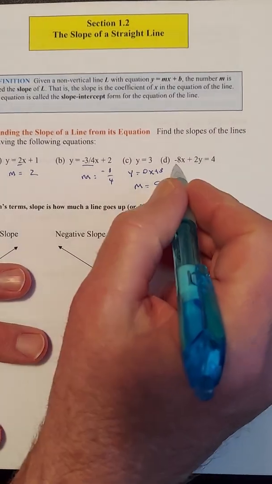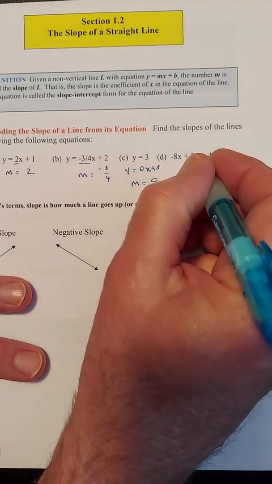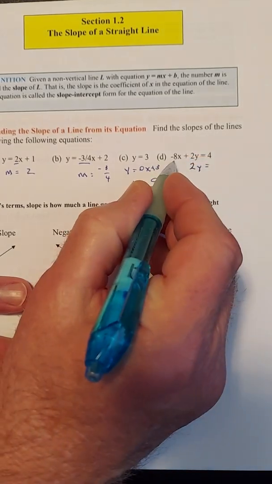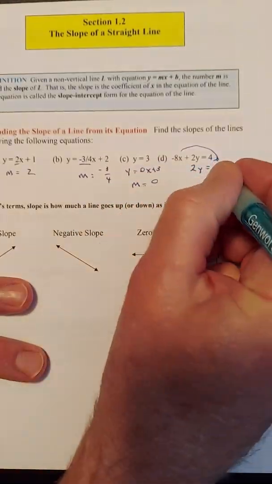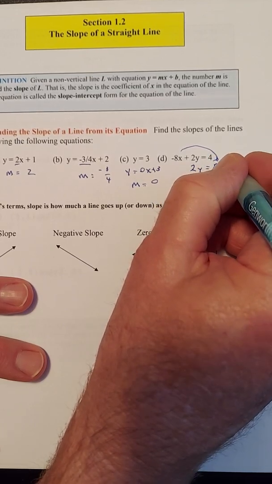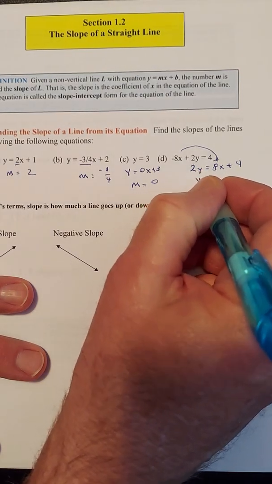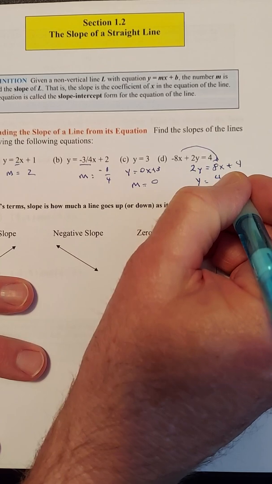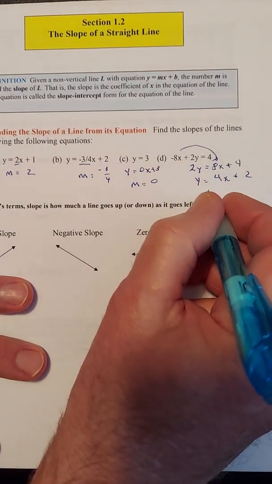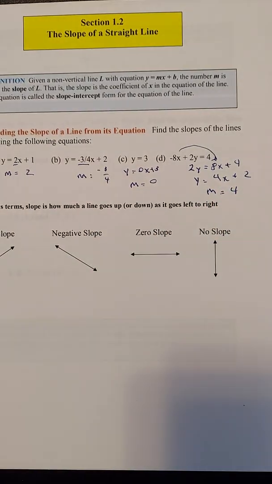Okay, and then when you have one like this, it is not in slope-intercept form. So what you want to do is put it in slope-intercept form. I'm going to rewrite this. I'm going to add the 8x, bring it to the other side so that it becomes a positive 8x plus 4. And then if I divide by 2, y is equal to 4x plus 2. And now when you look at it, your slope is equal to 4.